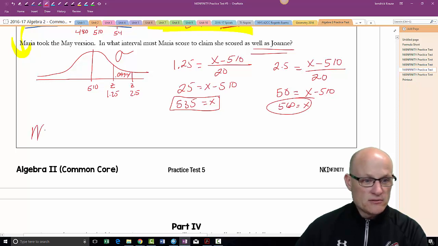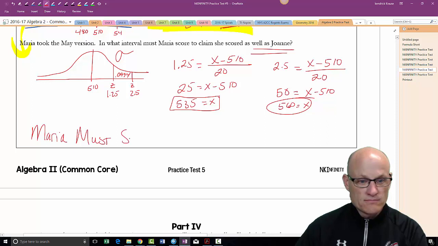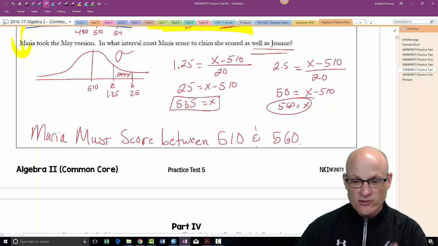So Maria must score between 535 and 560 points.